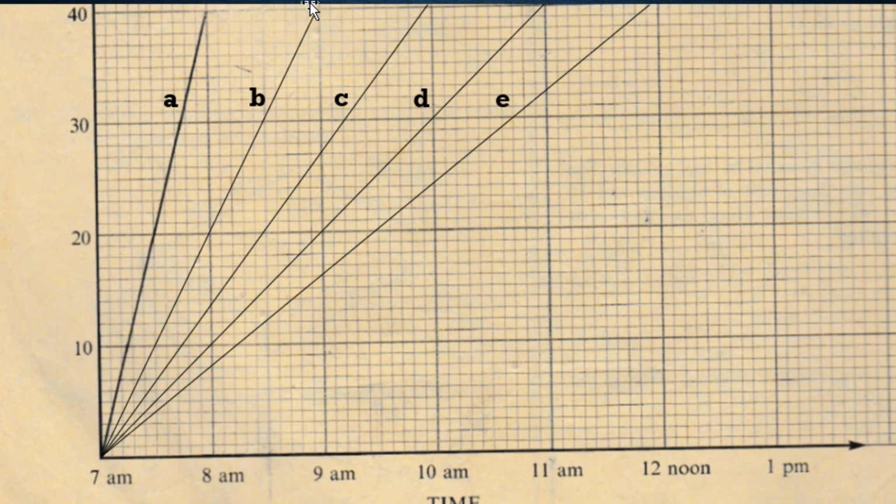When we move to C, it is still 40 kilometers covered by C, and then the time, let's see the time it took. It moved from 7 to 10, so it is 7 to 8, 8 to 9, and 9 to 10, 3 hours.